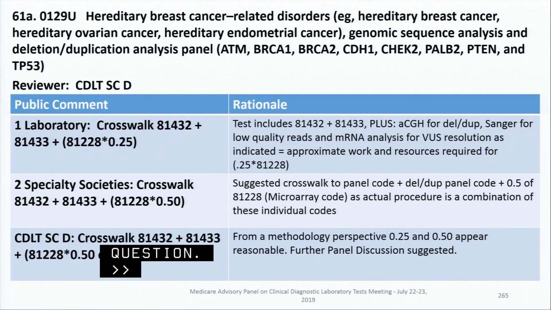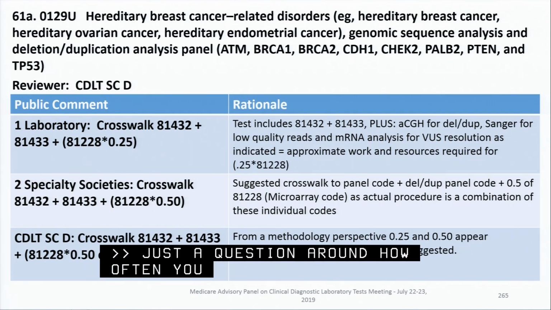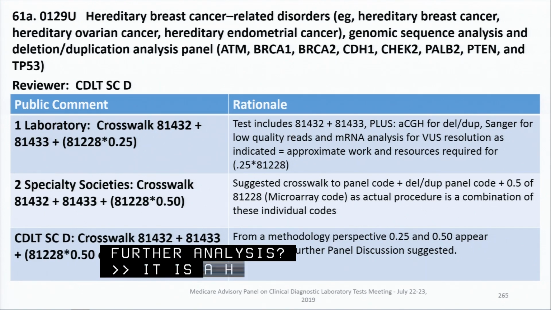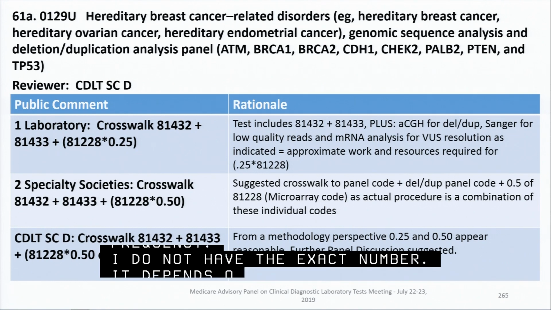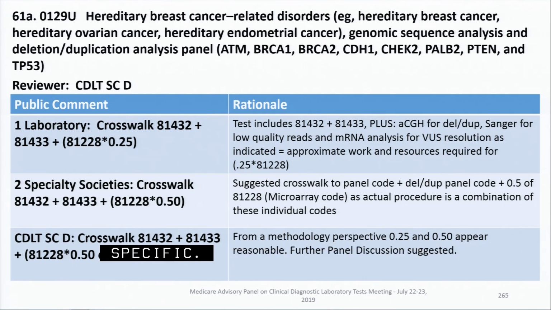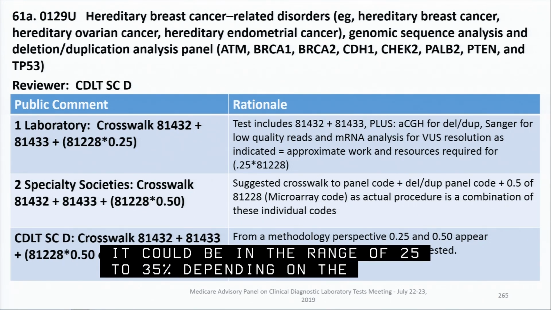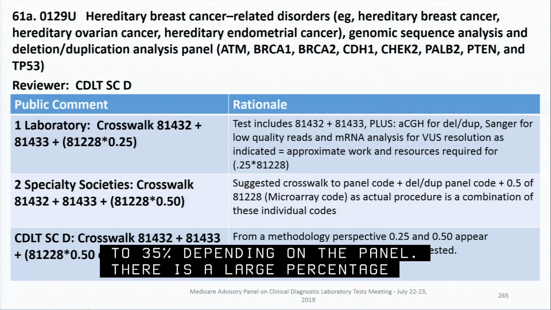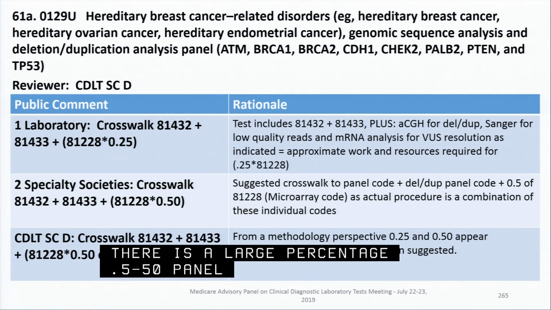Just a question around how often you detect an uncertain variant on these tests that would require further analysis. It's a high degree of frequency. I don't have the exact number, but I'd be happy to follow up in any format. 50%? It depends on the panel, to be specific. It could be in the range of 25 to 35%, just depending on the panel. And then there's a large percentage, 25 to 50% of the panels that require those additional methodologies for AT/GC-rich regions or the gene in question. PMS2, 100% of the time. Low quality reads, it's nearly 100% of the time.